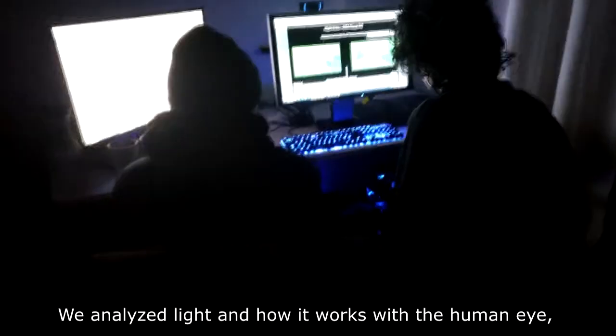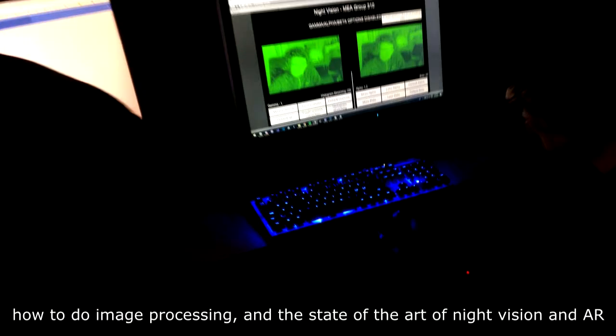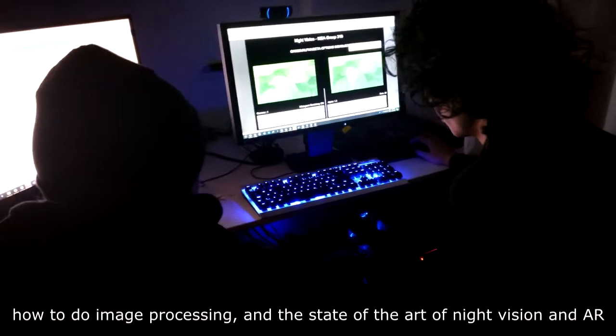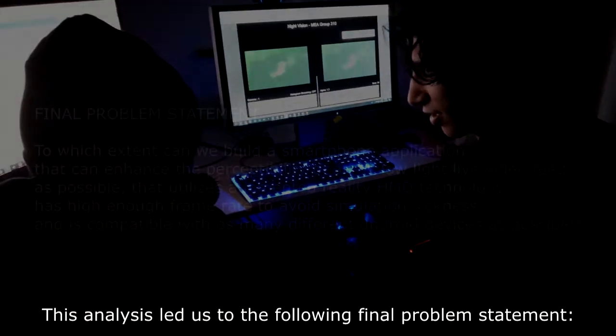the Google Cardboard. We analyzed light and how it works with the human eye, imaging technology, how traditional night vision goggles work, how to do image processing, and the state-of-the-art of night vision and augmented reality. This analysis led us to the following final problem statement.